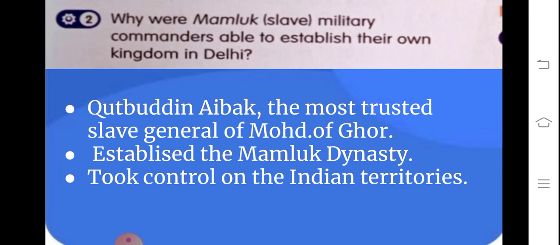The second question is, why were Mamluk or slave military commanders able to establish their own kingdom in Delhi? Qutbuddin Aibak was the most trusted slave general of Muhammad of Ghor. He was able to establish the Mamluk or the slave dynasty as his master Muhammad of Ghor set him free, and Aibak was able to take control of his Indian territories as Sultan.